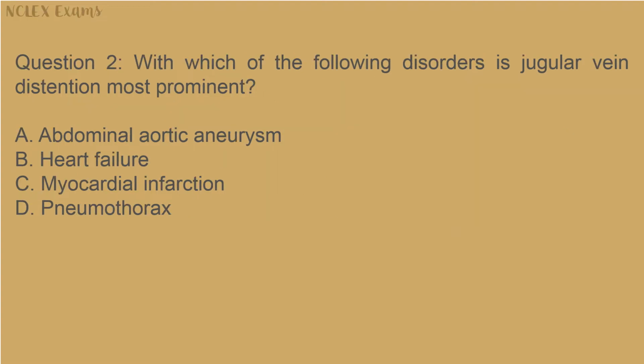Question 2. With which of the following disorders is jugular vein distention most prominent? A. Abdominal aortic aneurysm. B. Heart failure. C. Myocardial infarction. D. Pneumothorax.